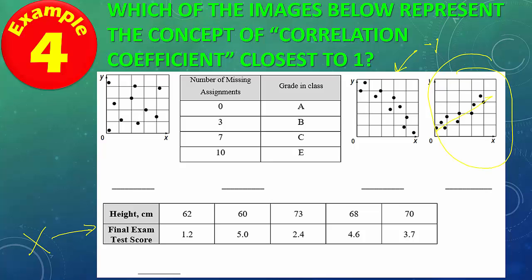It's going up from left to right. The points are centered around it. That would have a correlation coefficient closest to 1. And that is all I have for you guys for this particular day 1. But with the correlation coefficient, if you know how to use the calculator and you don't make the mistake of confusing 1 and -1, you should be fine.